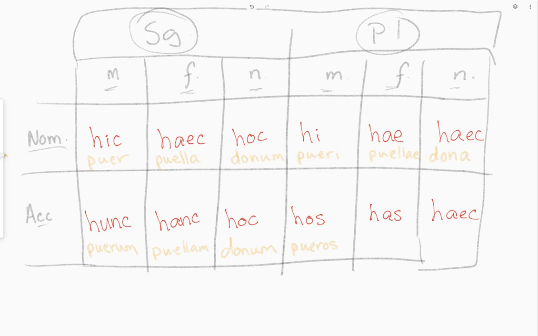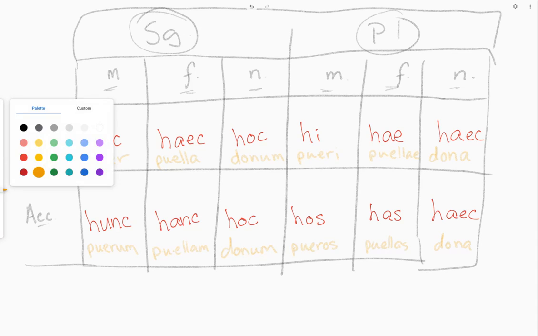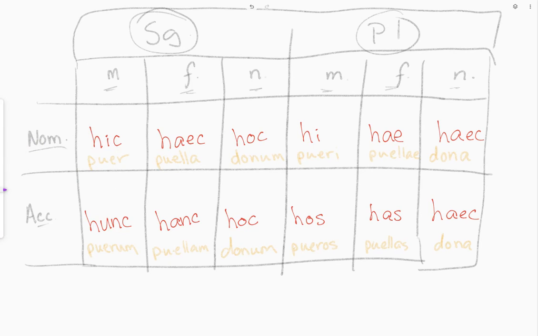Then the accusative plurals: pueros, puellas, dona. You'll probably really like the plural because you'll find that the endings are basically similar for the masculine and feminine. You have the i, the ae, the os, the a, the as. Now, it is the neuter that gives you a little confusion. It does technically have the a, but it just keeps an e with it.